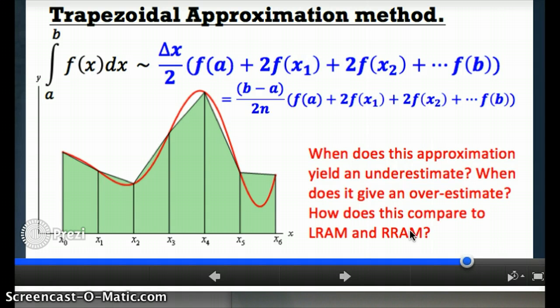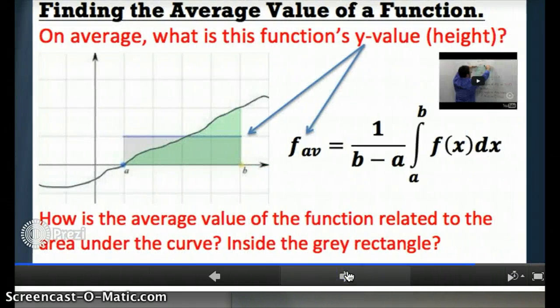Okay, if you know those, you're solid on those, you're ready to move on to the next skill, which is finding the average value of a function. So first of all, it's really important that you understand what this means. I know there's a distracting formula on the screen and a pretty picture. Don't look at those for a second. Just think about these words. What does it really mean to find the average value?